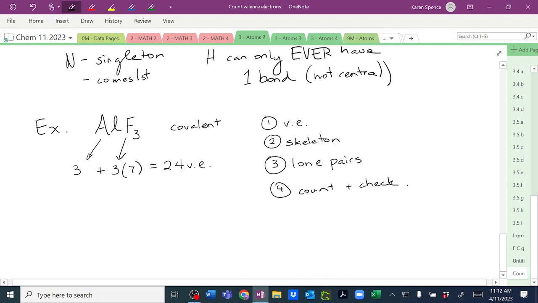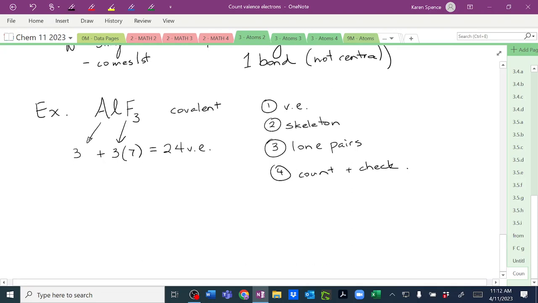Skeleton structure, who goes in the middle? Aluminum, it is first, and it is a singleton. We are going to put the 3 fluorines around it. Doesn't matter where they go.